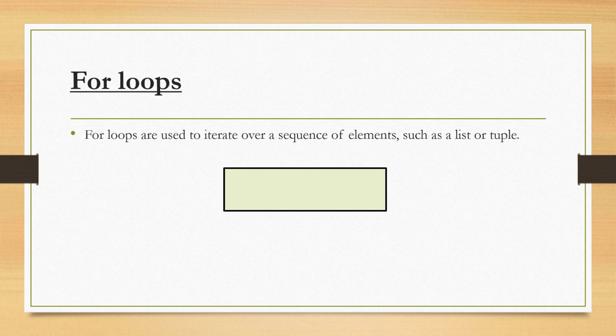So what is a for loop? For loops are used to iterate over a sequence of elements such as a list or tuple. We are going to see all these things in our further videos. After that, the syntax of the for loop is as follows. First of all, this is the for loop syntax.